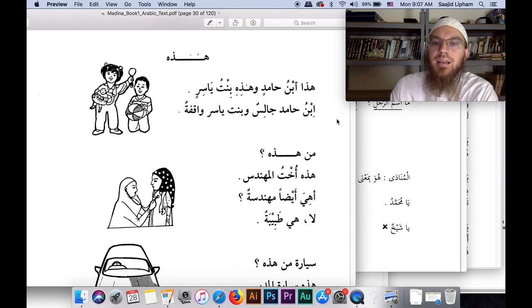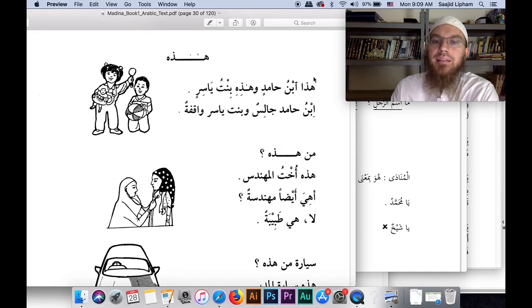So the first sentence we see, هذا ابن حامد وهذه بنت ياسر. So first let's translate it. It says, هذا ابن حامد. This is the son of Hamid. This is Hamid's son. So hada is an ismu ishara, masculine, for that which is nearby, singular, human or non-human. So Ibnu Hamidin, Hamid's son, obviously is masculine. It's a boy. It's singular. We know that he's nearby because he said hada, and he's a human. So Ibn Hamidin fulfills all of the conditions to use this term, hada.